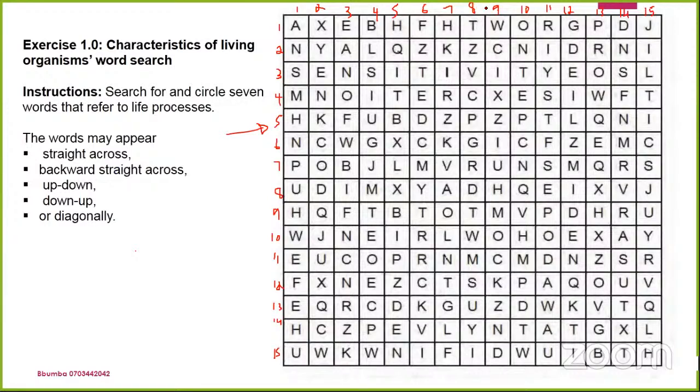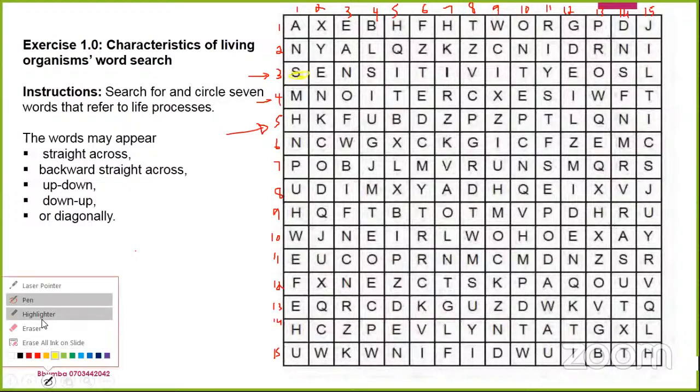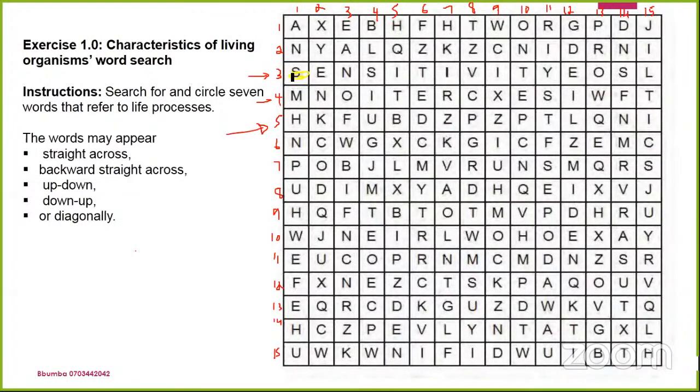9. For example, I'm seeing a word in, let's say, from the left side, column 4. Or okay, column 3. Let me get a highlighter here for easy understanding. Sorry for that. Yes, highlighter. I have seen the word sensitivity.